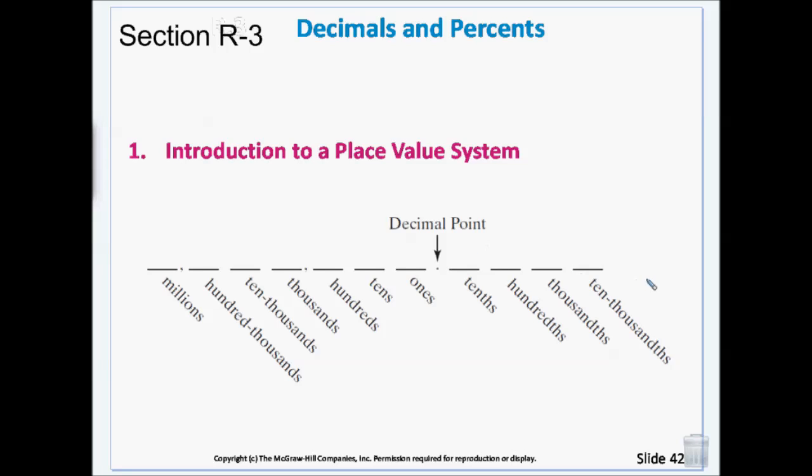Place value. The decimal point is the only place where you say the word "and." So you have millions, hundred thousands, ten thousands, thousands, hundreds, tens, ones. There's no such thing as a oneth. And then you have tenths, hundredths, thousandths, and ten-thousandths. The only time you say an "and" is right here.